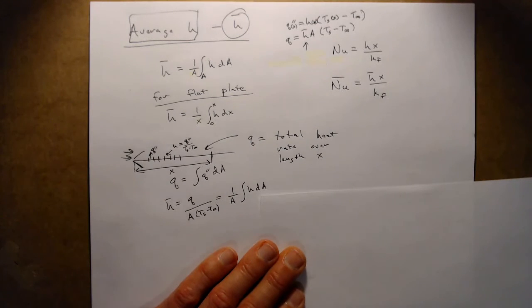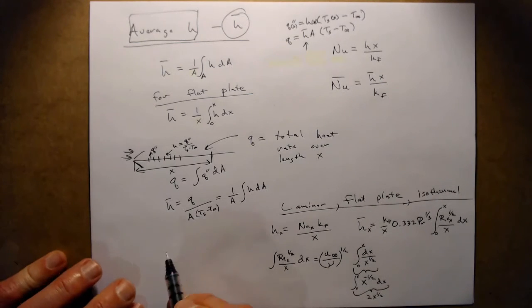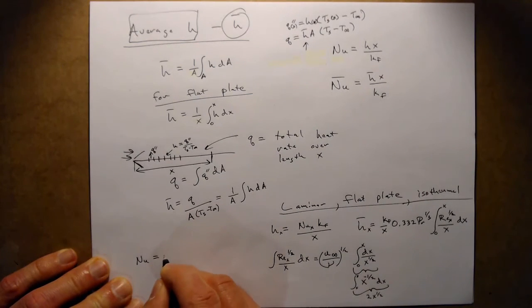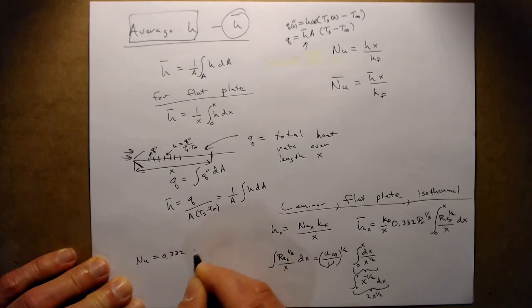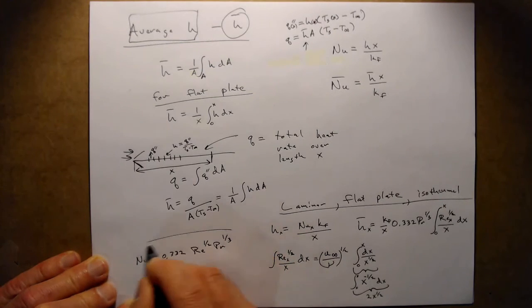So let's look at the specific case then for the flat plate in laminar flow with isothermal heating. Our local heat transfer coefficient, again, is always just the Nusselt number times the thermal conductivity divided by the length scale. And we have a specific form now for this Nusselt number. For this laminar flat plate, the local Nusselt number is 0.332 times the Reynolds number to the 1/2 times the Prandtl number to the 1/3.